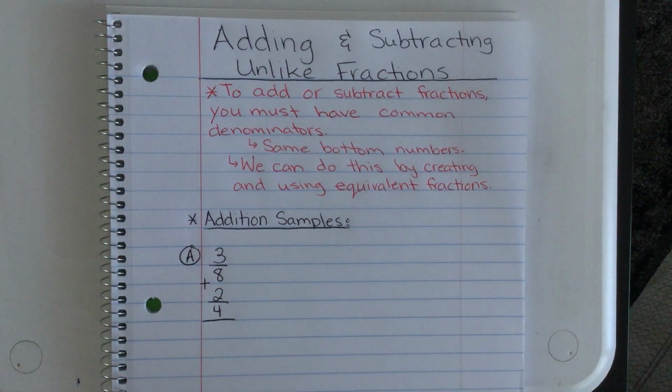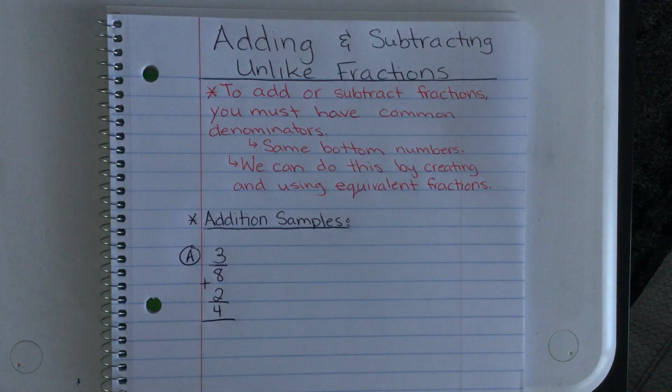All right, so today we're going to do adding and subtracting unlike fractions. To add and subtract fractions, you always must have a common denominator. That means that the bottom numbers of the fractions are the same. And if they aren't already the same, then you need to use equivalent fractions. You have to create equivalent fractions so that you can add or subtract.